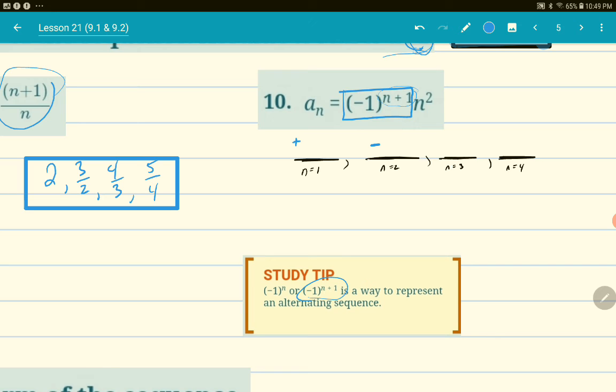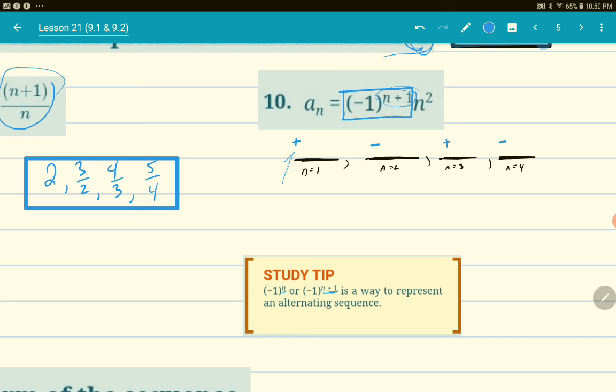And then it's going to alternate from there. When I plug in a 3 for n, I get an even, so it's positive. When I plug in a 4, it's odd, so it's negative. And it just continues alternating. So taking -1 to a power is a way to represent an alternating sequence. You can use either n or n plus 1, depending on whether you want to start with a positive or a negative. So think about your first number, whether it's going to be positive or negative, to decide if you're going to have n plus 1 or n. In this one, our first number starts with a positive and alternates from there.